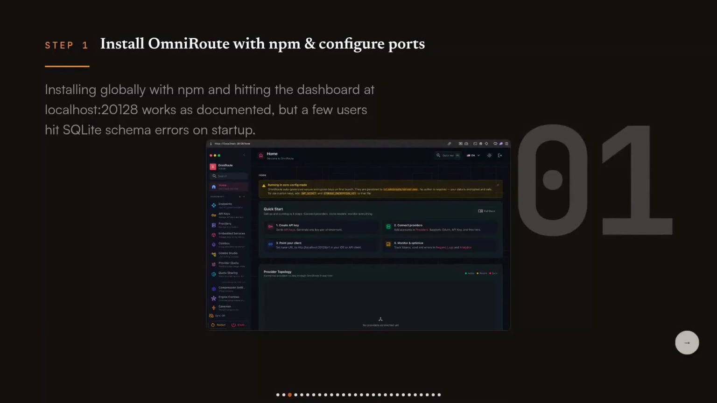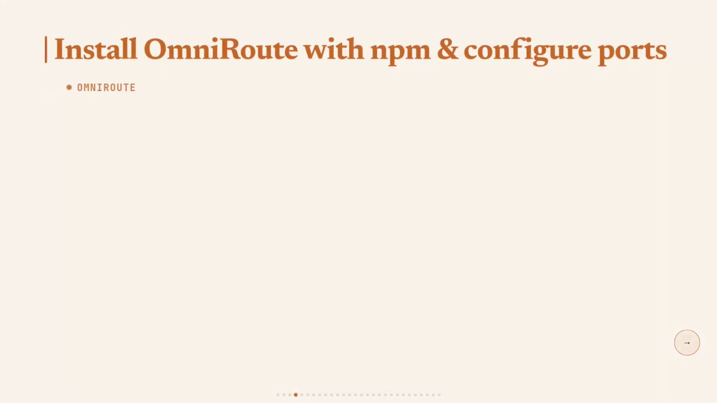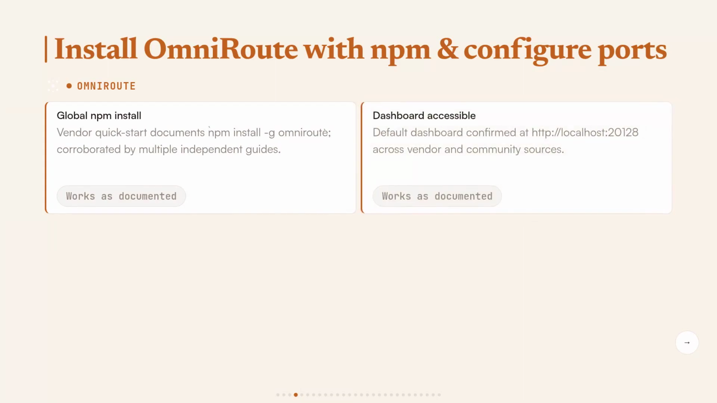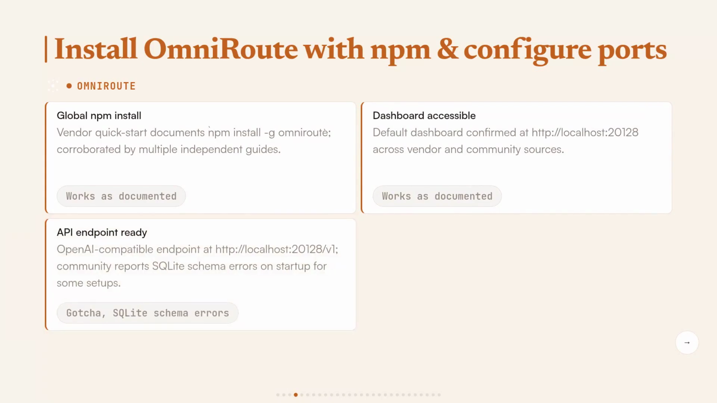Step 1 is a single command: npm install -g OmniRoute. According to official docs, that's a global install, and multiple independent guides corroborate it works exactly as written. The dashboard comes up at localhost:20128, and the OpenAI-compatible API endpoint shares that same address at /v1. Both are confirmed across vendor and community sources.